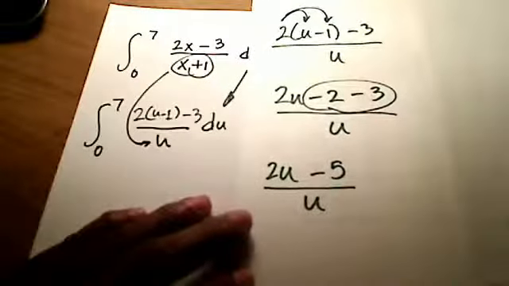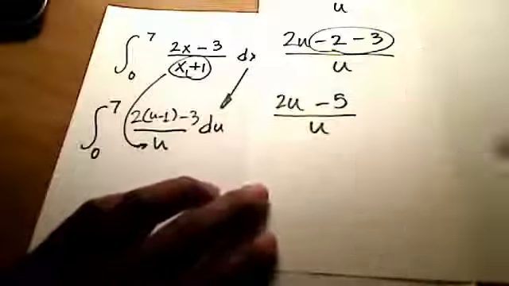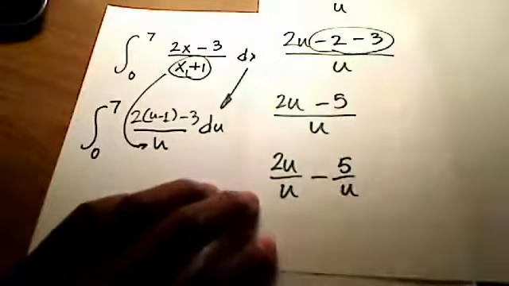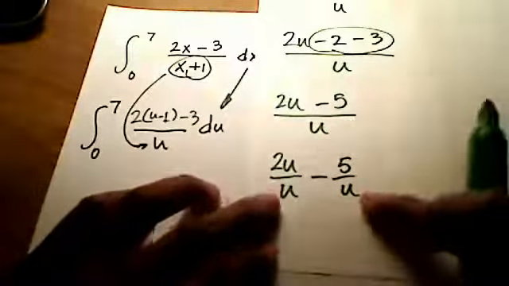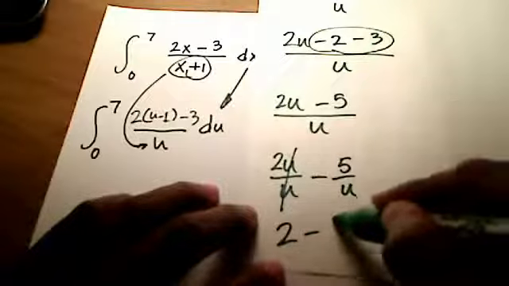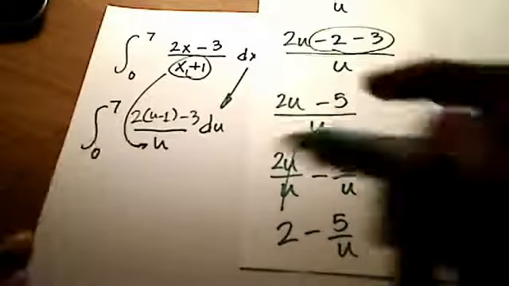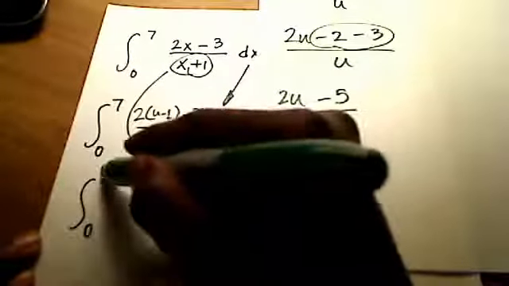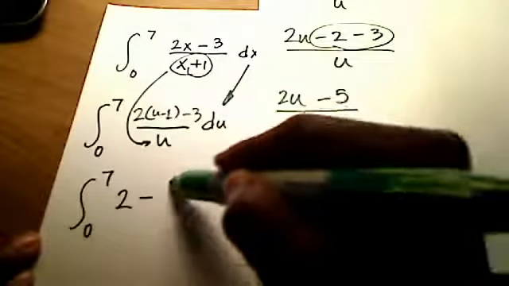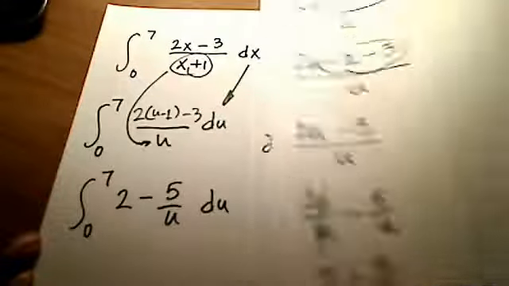But I'm going to separate this out into two separate terms, with u as my common denominator. So I could write it this way, 2u over u minus 5 over u. You see in this first term here, the u's cancel out. So I really have 2 minus 5 over u. So if I wanted, I could go back to my original problem and write this as the integral from 0 to 7 of 2 minus 5 over u du. I hope that makes a little bit more sense to you now.